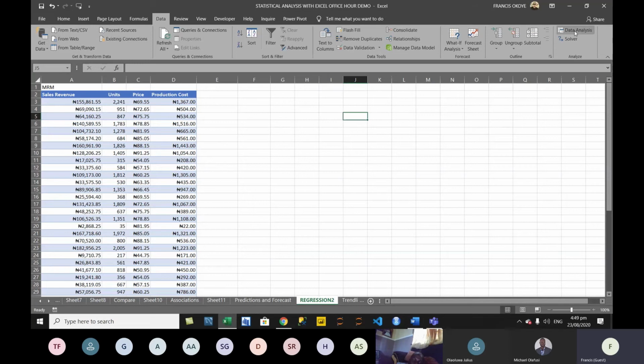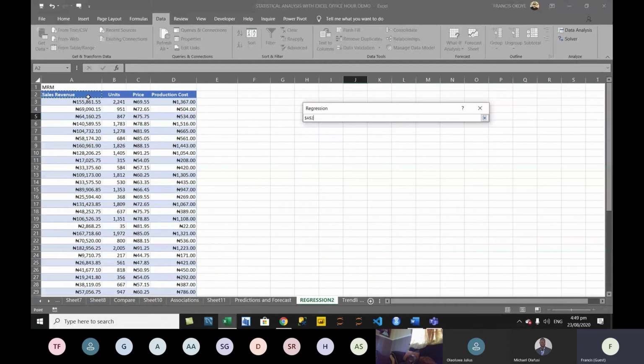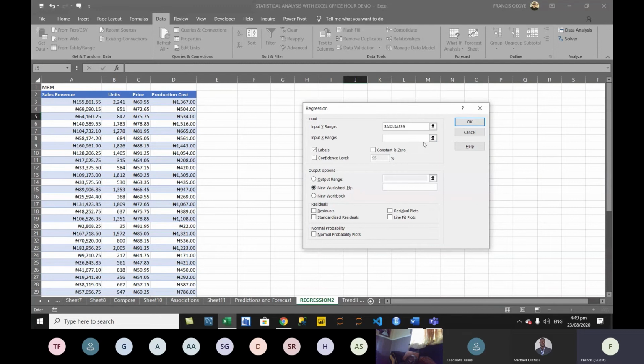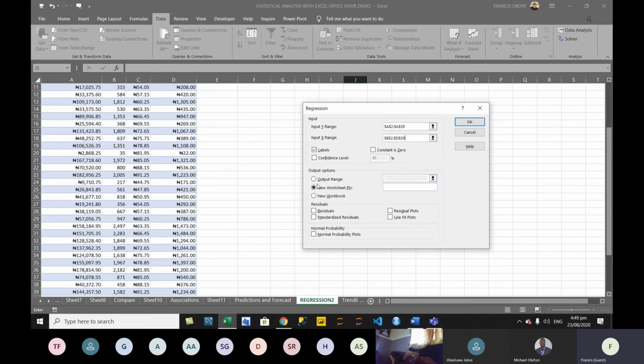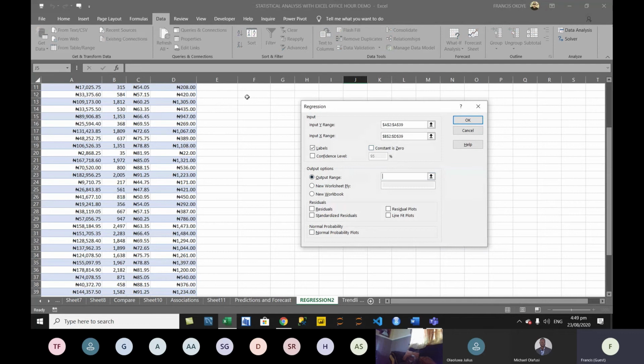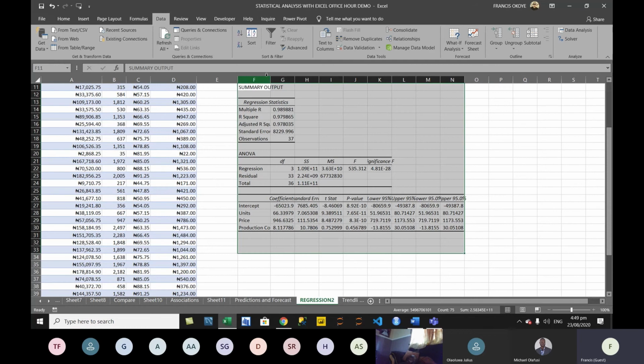I click Y, okay, so let me pick that. Pick my variables. So if I'm picking my variables, I'll pick everything. Unit sold and that, and I run that. Okay. If I want it on the new sheet or an output, so the output, if I select my output, maybe on this part. Okay. Let's click OK. So I have my regression results.